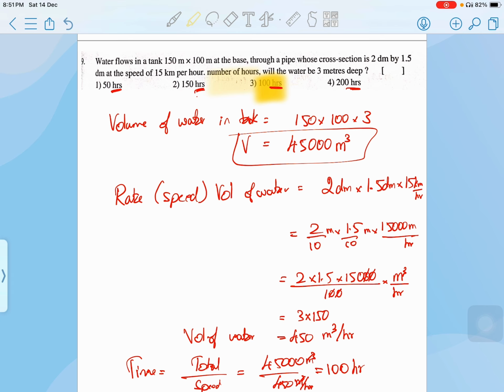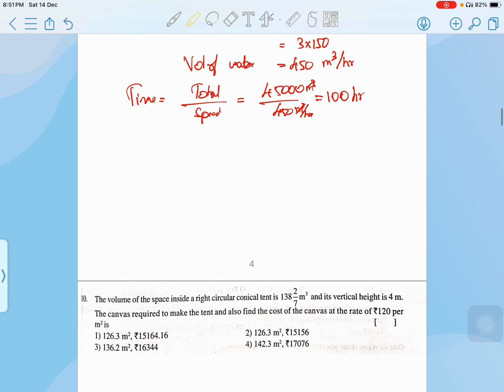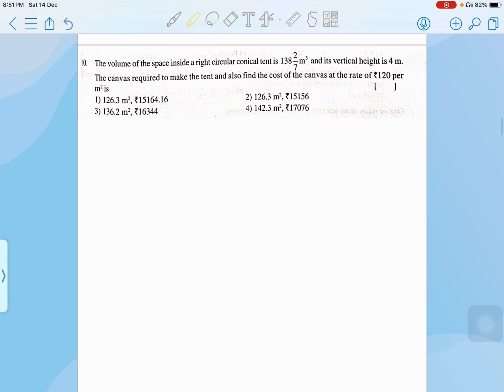Okay, we'll go to the 10th one. They gave the volume of the space inside a right circular conical tent as 138 2 by 7 meter cube, and its vertical height is given as 4 meters. We need the canvas required to make the tent and also the cost of the canvas. Okay, fine. So first, sorry, they gave the volume. So we'll find the radius from there.